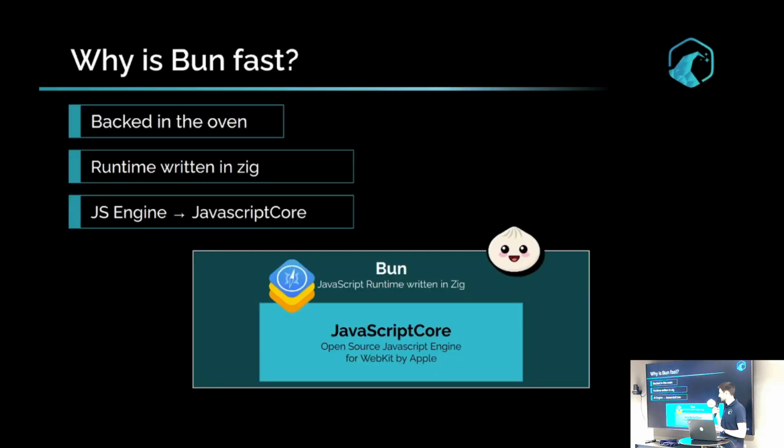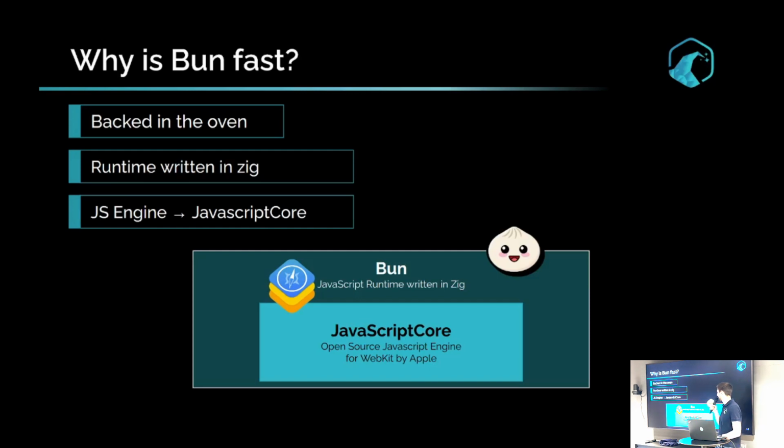Yeah, why is Bun fast? The first point is that it's baked in the oven. I want to talk about the company behind Bun. It's called Oven. Jarred Sumner got a lot of investment just to build Bun. So they are in San Francisco, have an office, and work full-time on Bun. I don't know how many developers are there, but they are still hiring, so if anyone is interested, you can move there.